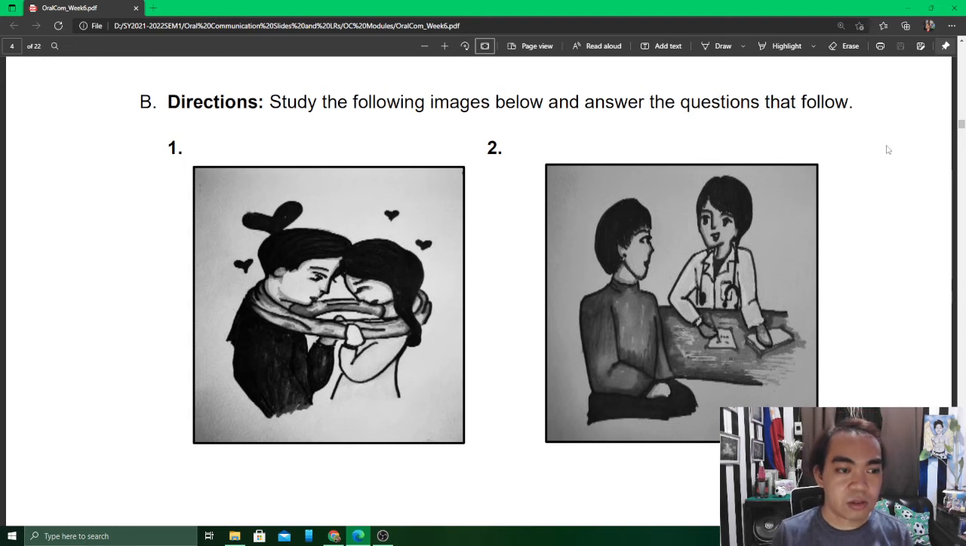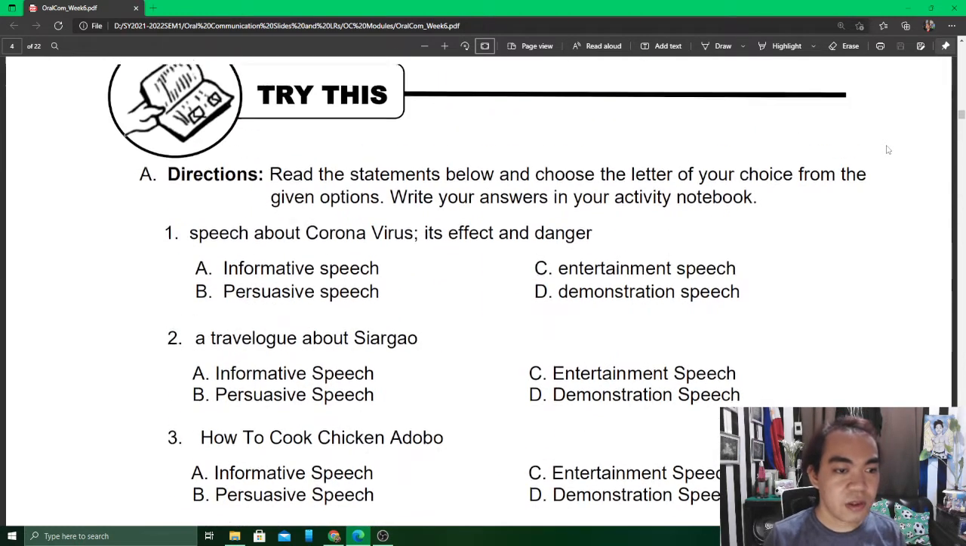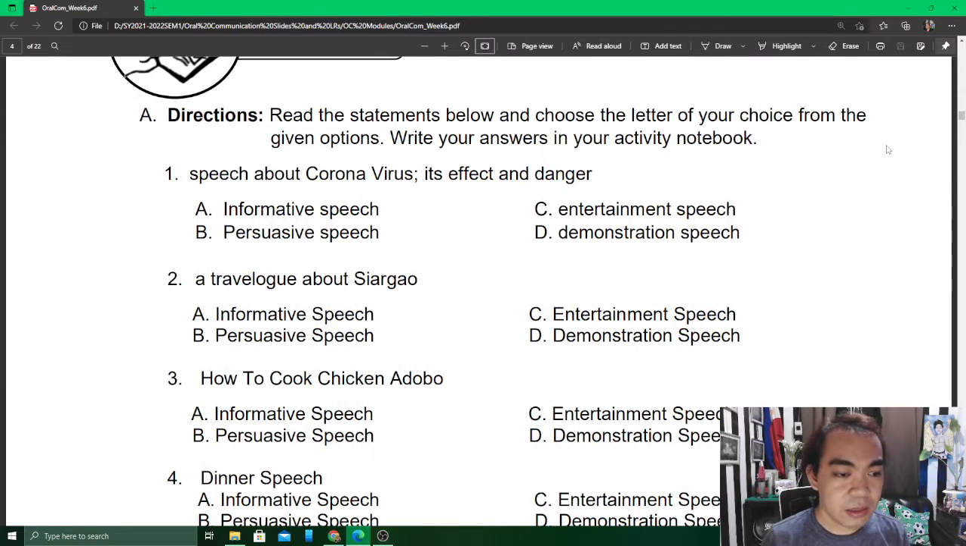Okay? So, in the first part of try this, you are told to identify, or select among the choices, the items or what are being asked or what are being described in each item. Choose the letter of your choice from the given options.